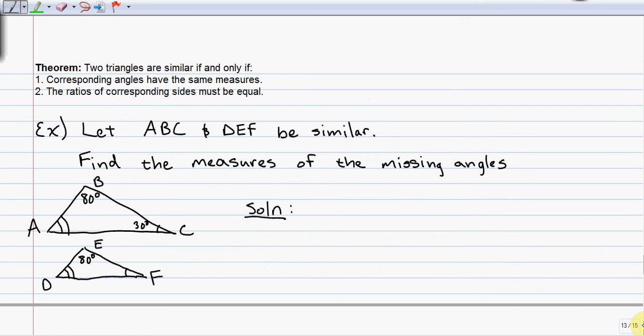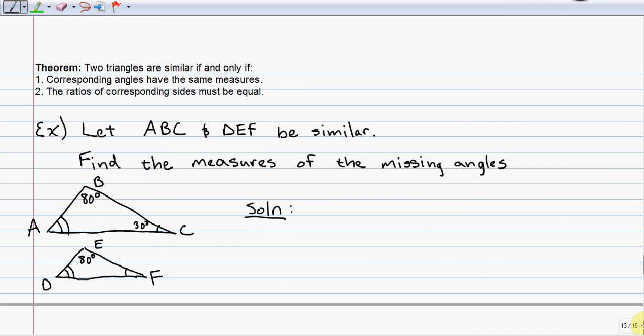So the idea that we're going to use quite a bit about similar triangles is that two triangles are similar if and only if corresponding angles have the same measure, and the ratios between corresponding sides are equal. So let's try an example using the first part of this.